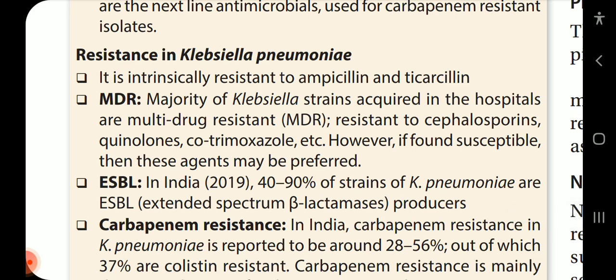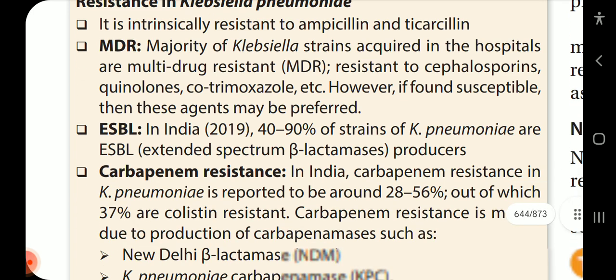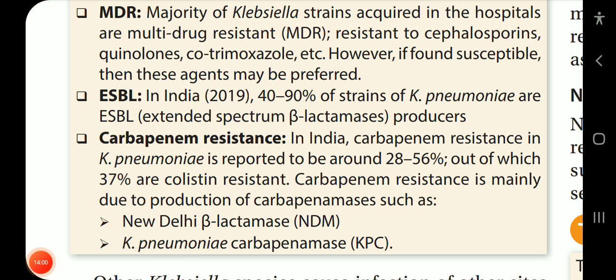Resistance: Klebsiella pneumoniae is intrinsically resistant to ampicillin and ticarcillin. MDR: the majority of Klebsiella strains acquired in the hospitals are multidrug resistant, resistant to cephalosporins, quinolones, cotrimoxazole, etc. However, if found susceptible, then these agents may be preferred. ESBL in India 2019: 20 to 40 to 90% of the strains of Klebsiella pneumoniae are ESBL (extended spectrum beta lactamase) producers. Carbapenem resistance in Klebsiella pneumoniae in India is reported to be around 28 to 56%, out of which 37% are colistin resistant.